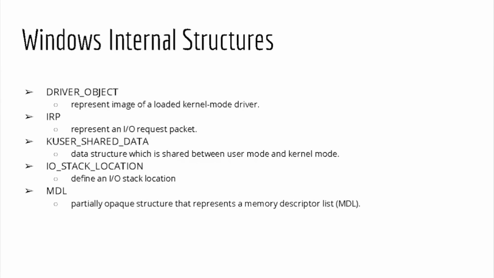KUSER_SHARED_DATA is the data structure used between user mode and kernel mode components. The IRP structure represents an I/O request packet. The I/O stack location is an entry in the I/O stack and is associated with each IRP. MDL is a structure that represents a memory descriptor list.